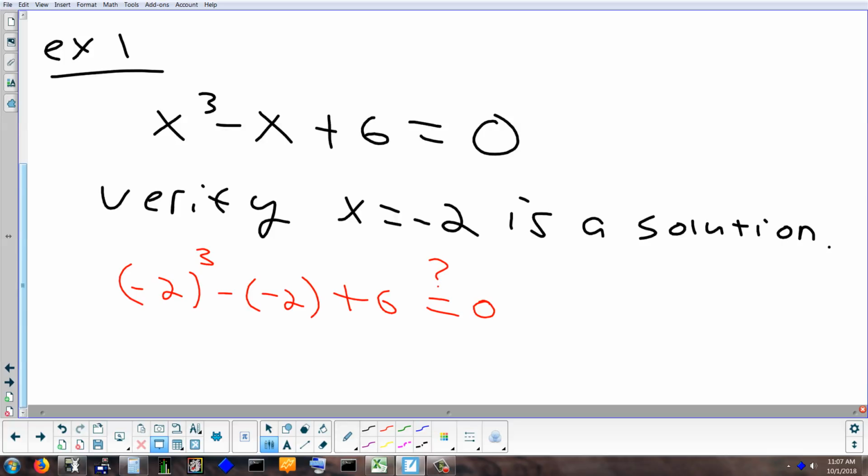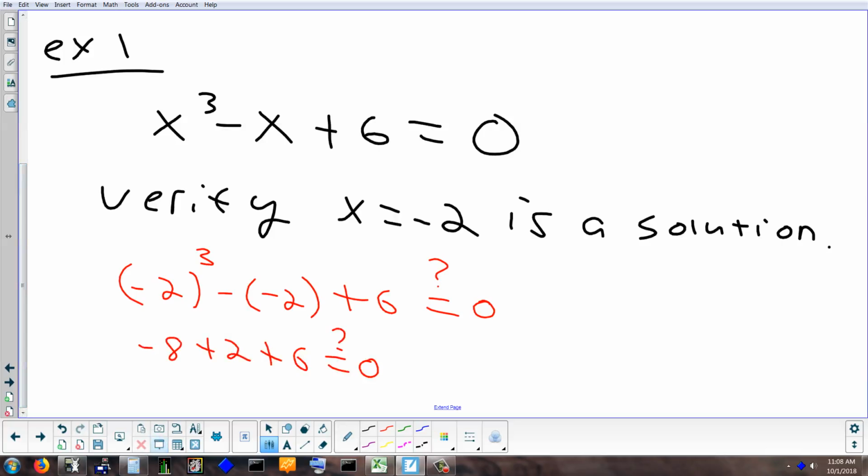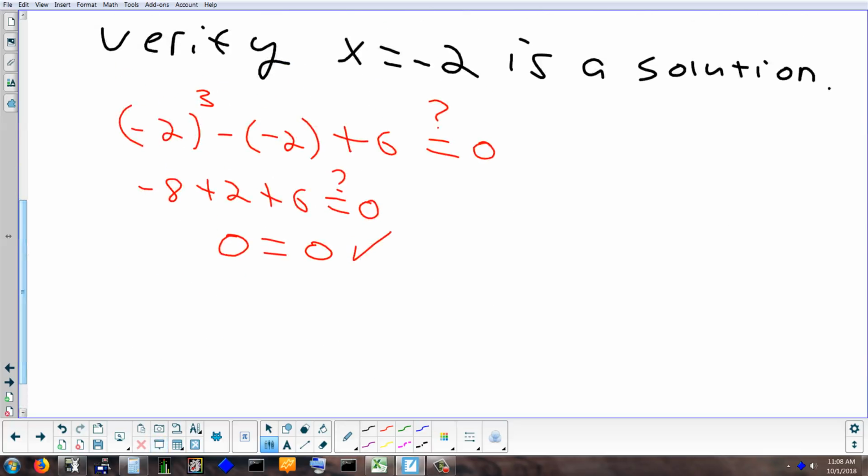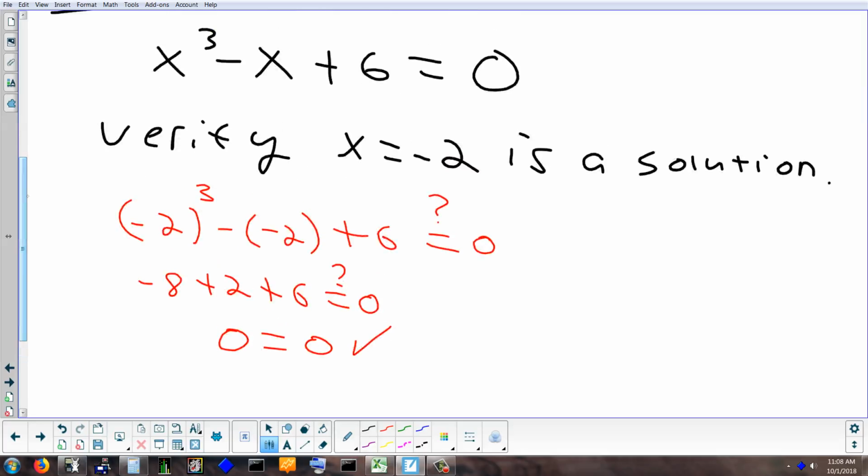Careful, positive or negative? Negative, yep. And then minus 2 plus 2 turns into plus 2. Now, negative 8 plus 2 gives me negative 6. Negative 6 plus 6, I get 0. Okay. So we just confirmed negative 2 is a solution. I'm not saying it's the only solution. There could be more, but that is a solution. Any questions on that?